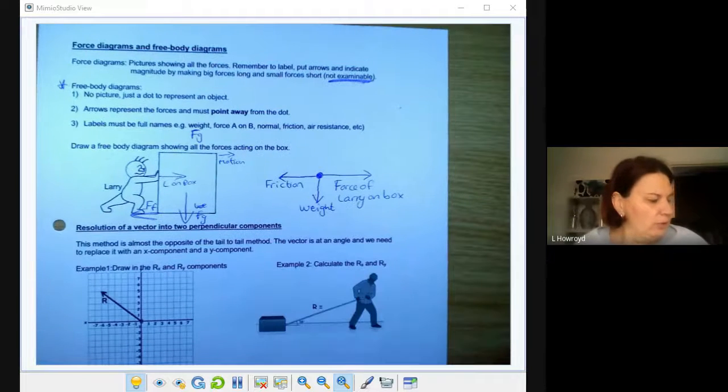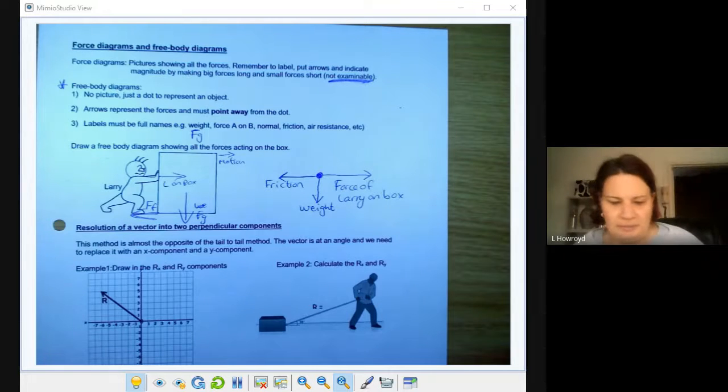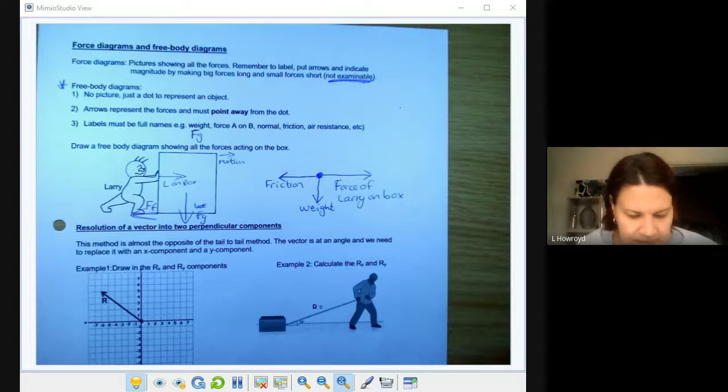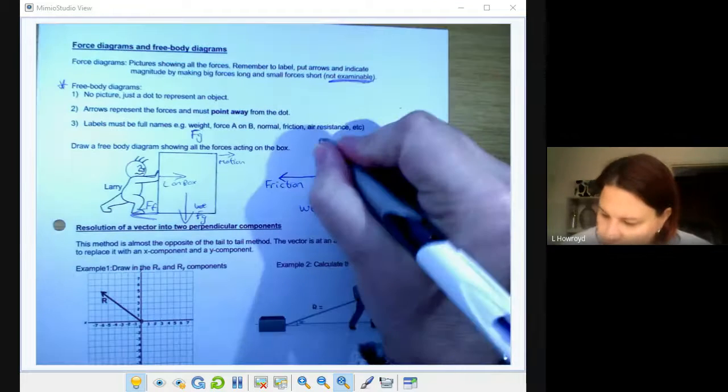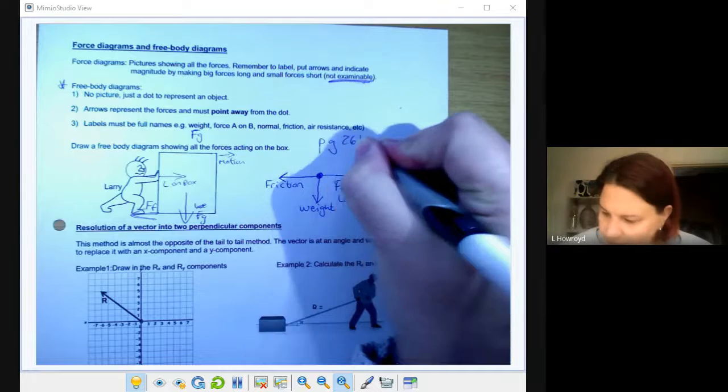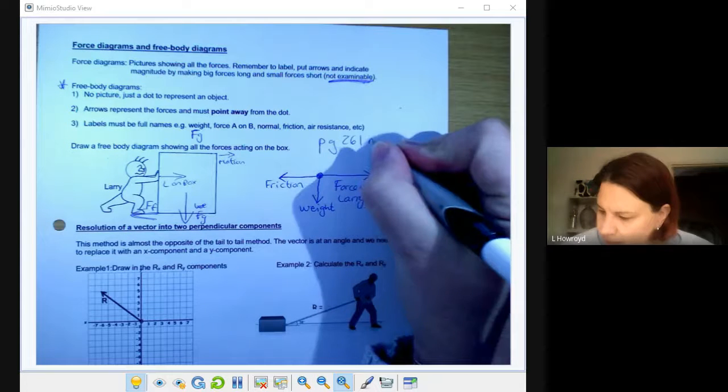What I want you to do is, it's not on your worksheet, but I was looking through your textbook, and what I was thinking now is on page 261, number two.